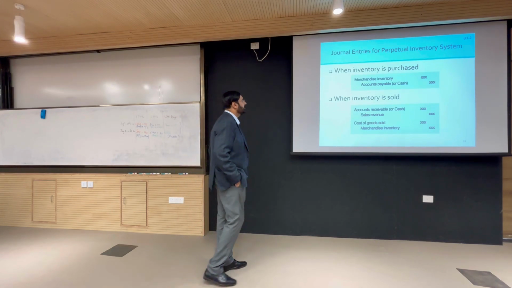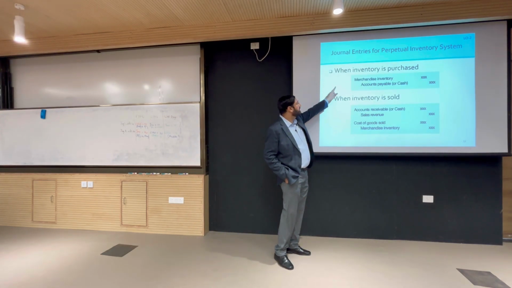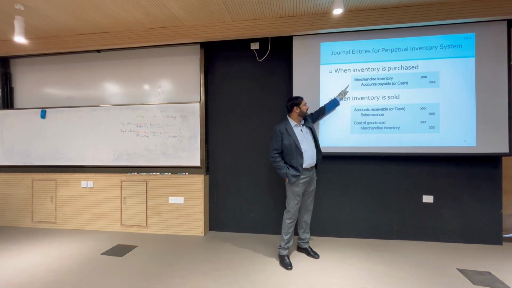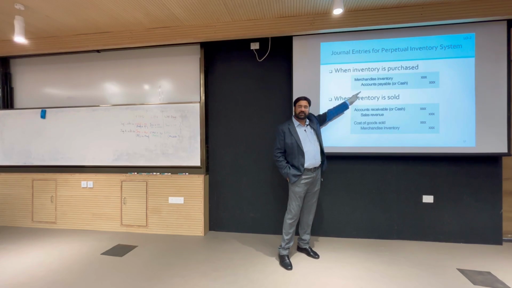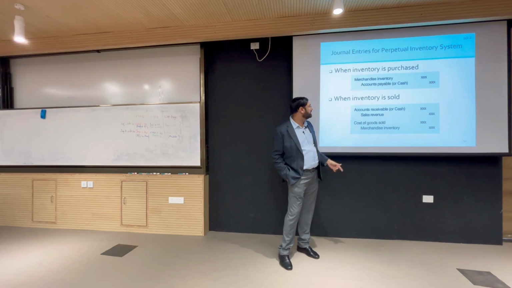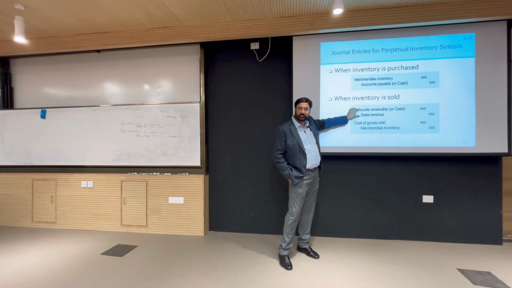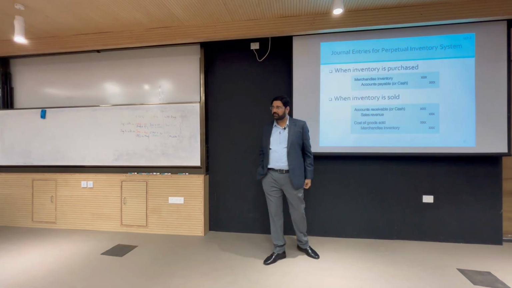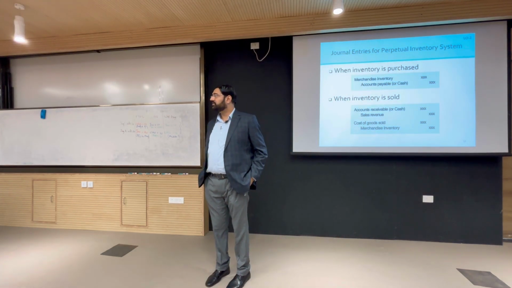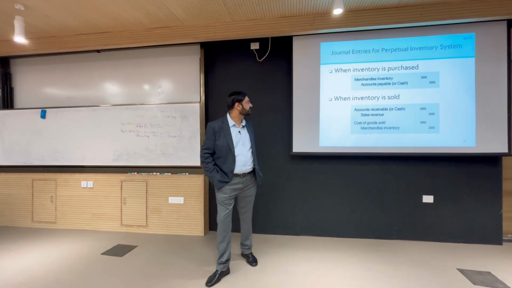So what are the journal entries for perpetual inventory system? When inventory is purchased, we saw that inventory account is debited, accounts payable is credited or cash is credited. When inventory is sold, account receivable is debited, sales revenue is credited, and immediately that was for 100 rupees and the cost was 80 rupees, cost of goods sold 80, inventory 80, right? So this was our perpetual system of accounting. Next.